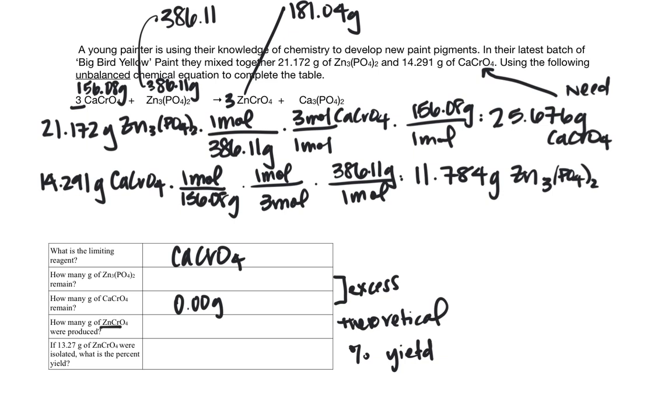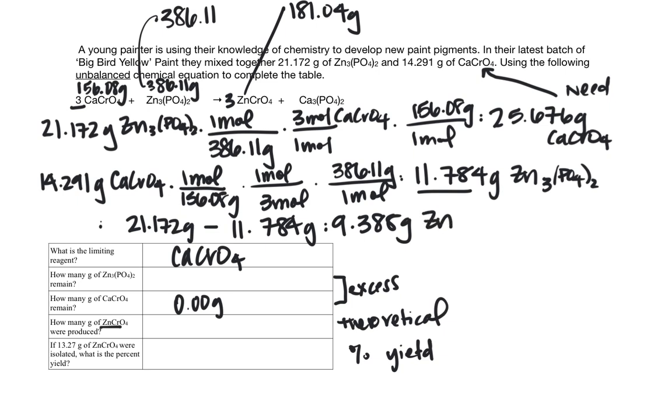So to determine the excess reagent, we need to subtract what we have minus what we need. So we have 21.172 grams minus what we need, which is 11.784 grams. And this gives me 9.388 grams of the zinc phosphate that remain.